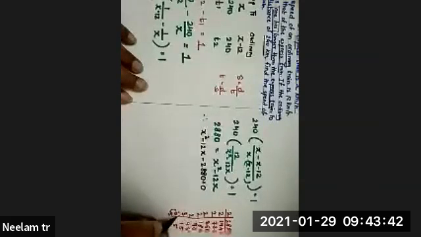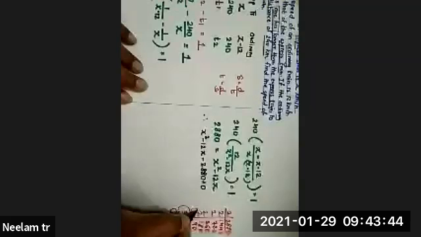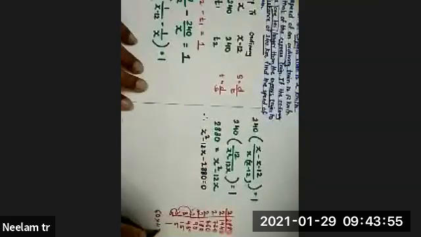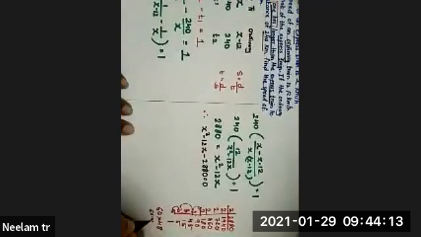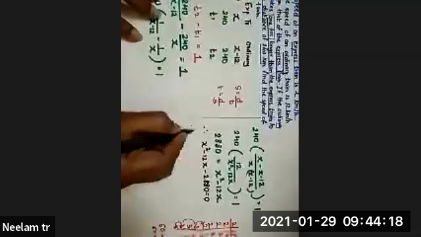See, 3 5s are 15. 15 2s are 30. 30 2s are 60. And 2 2s are 4, 4 2s are 8, 8 2s are 16. 16 3s are 48. One will be 48. Okay. So 60 into 48, I'll get 2880, and 60 minus 48, I'll get 12. I hope this is clear to you all, how I did this.